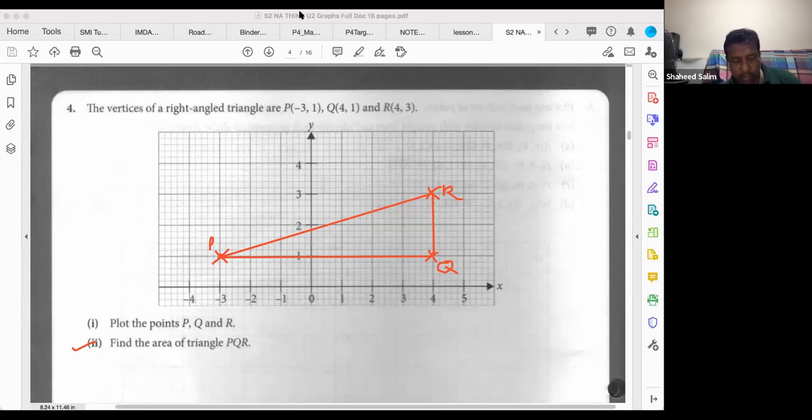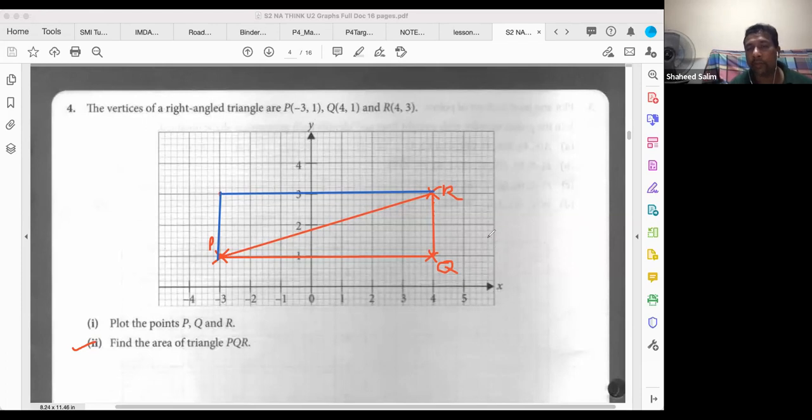Come, you all know the formula of area of a triangle. Half times base times height. But even if you don't know, a triangle is always half of a rectangle. You see down here, there's a rectangle. I put the rectangle in a different color. You can see what is the area of the rectangle. The area of rectangle is what? You see down here is 2, right?